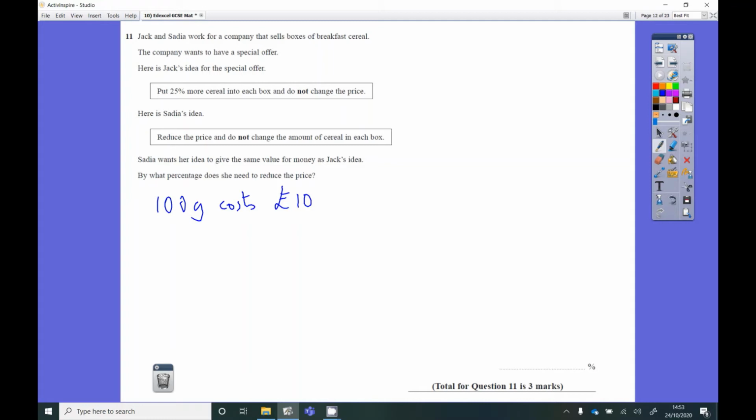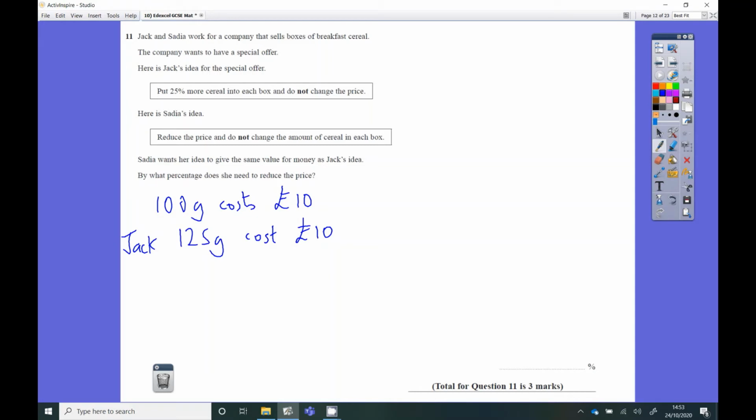100 grams costs £10. Now Jack's going to put 25% more cereal into each box, and he's not going to change the price. So what Jack's doing, he's basically going to be giving an extra 25% in grams. So 125 grams are going to cost £10. So we need to make sure whatever Sadia does gives exactly the same value for money, so the same amount per gram.